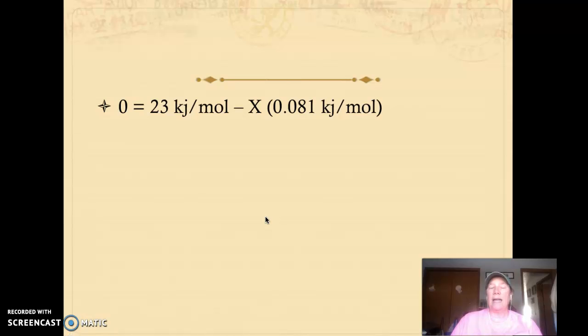So again, I plug in my formula. I set it at 0, so that's at equilibrium. 23 I found was my delta H. X, I don't know, that's my temperature. Okay, that's my boiling point.